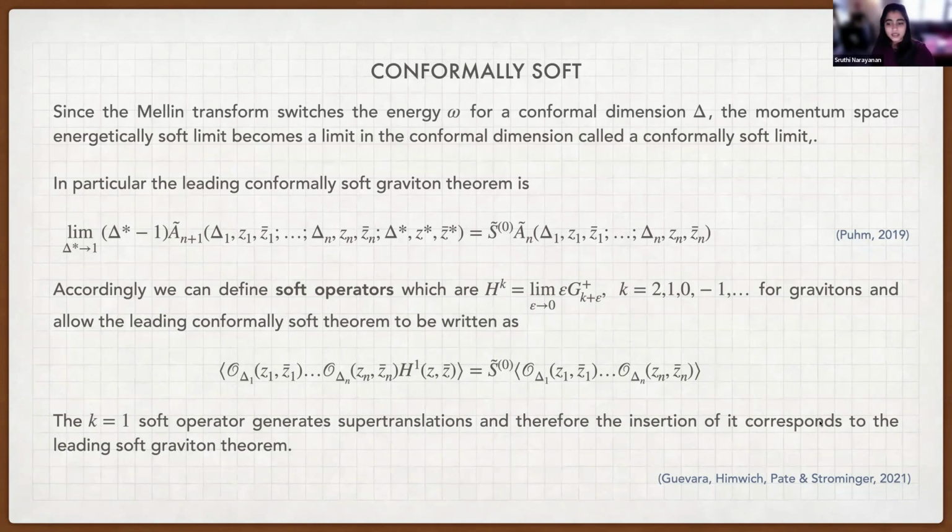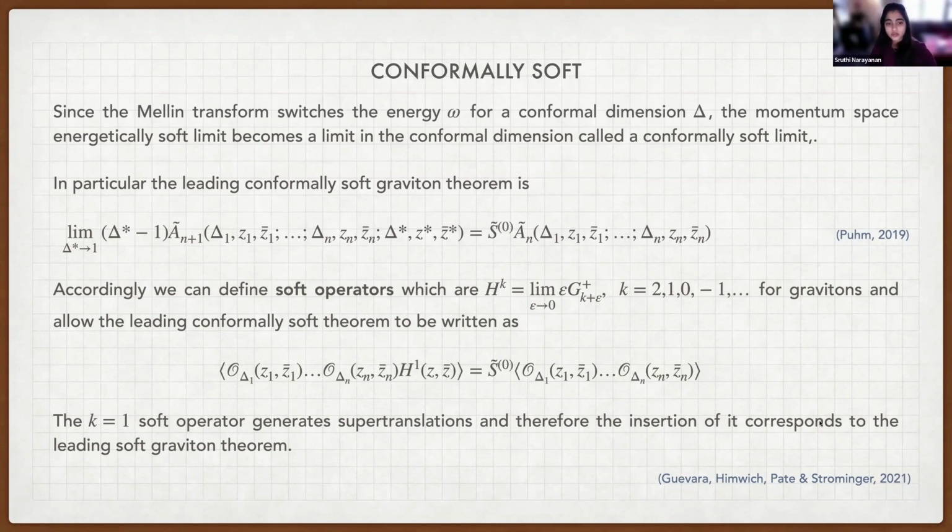But early last year, there was this paper by Guevara, Himwich, Pate, and Strominger, where they defined soft operators. Soft operators are these H^k, and they're defined as the limit as epsilon goes to 0 of your soft graviton when it has dimension k plus epsilon, where k is some integer 2, 1, 0, minus 1. And the important part about these k's is that if you look at the OPE of the gravitons, 1, 0, minus 1, etc., were the poles of this OPE.